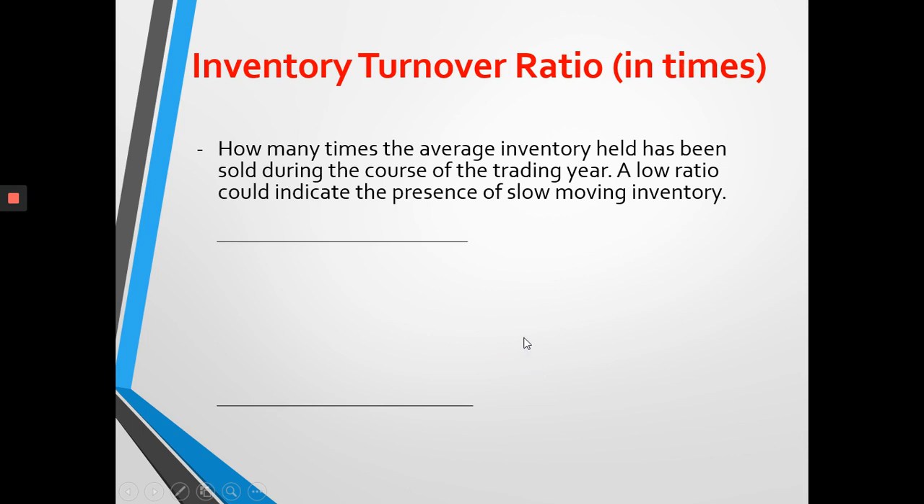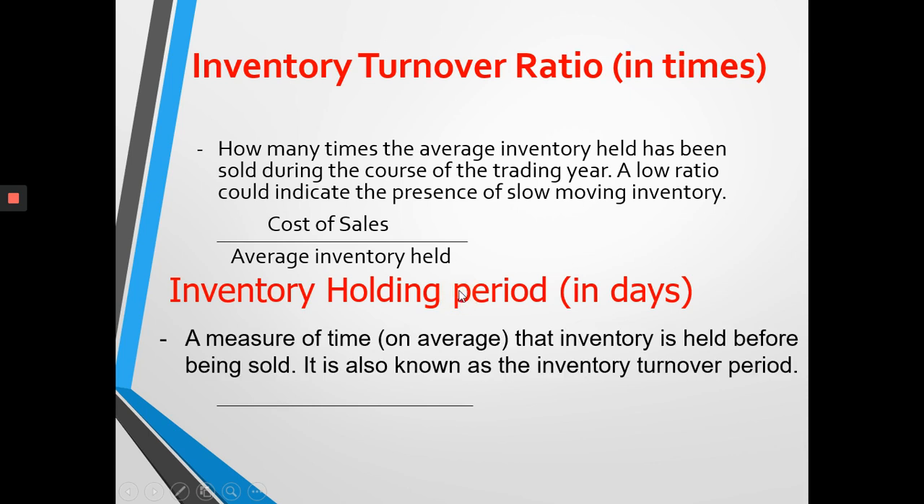All right, so inventory turnover ratio in times: how many times the average inventory held has been sold during the course of the trading year. A low ratio could indicate the presence of slow moving inventory. So this shows how fast your buying and selling of your inventories takes place. This will be calculated based on cost of sales divided by average inventory held, right? So this is in times.